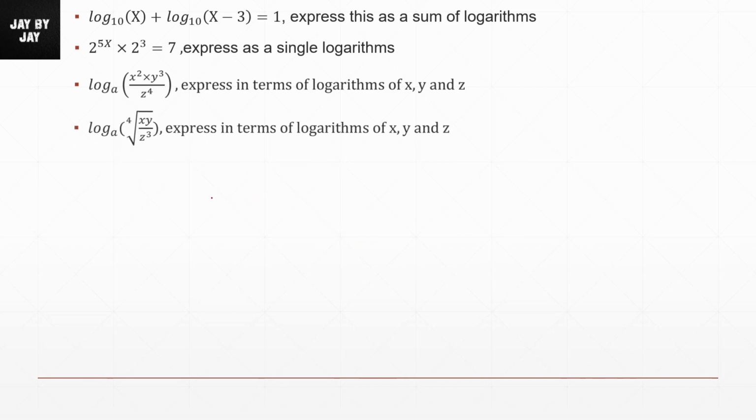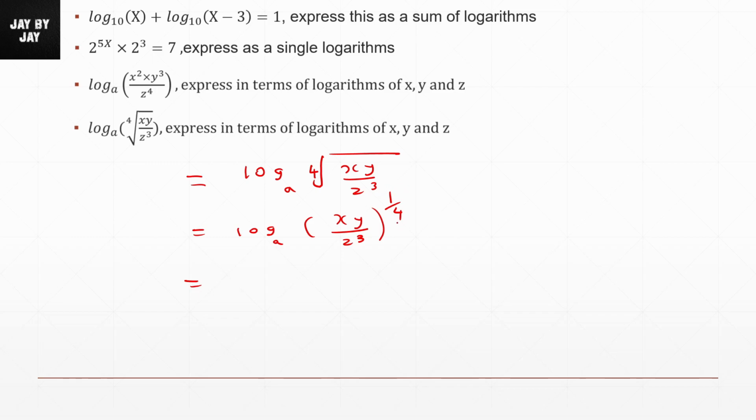In this question, they are the same as the previous one. What is the question about? The question is given as log a of xy divided by z cubed. We can write the same one like this: log a of xy over z cubed, to the power 1 over 4. So now it looks like a power function here. You need to apply the power property of the logarithm. So you can take this 1 over 4 in front of the logarithm function. So therefore 1 over 4 log a of xy divided by z cubed.